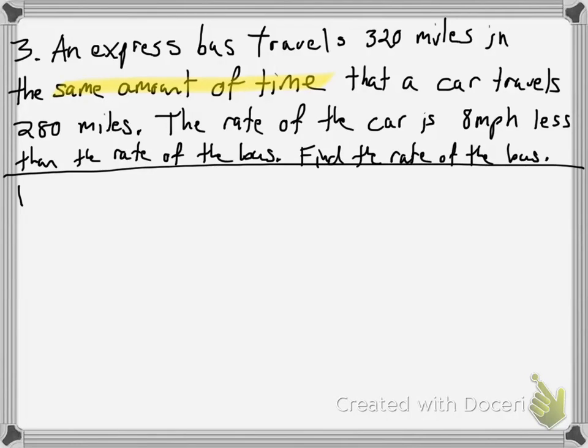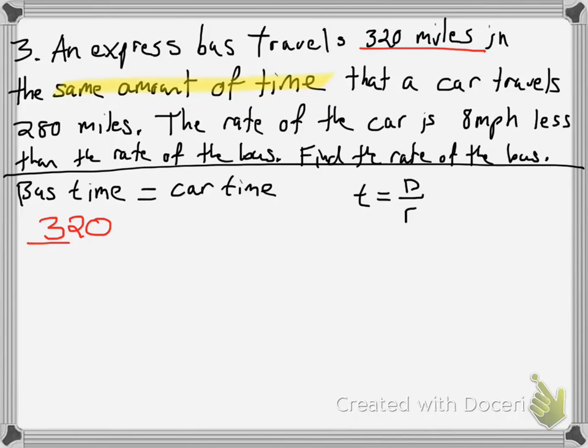So what they tell us is time is the same. So the bus time is going to be equal to the car time, and time is equal to distance over the rate. So we can fill in some information now. The bus distance was 320, and the car distance was 280.